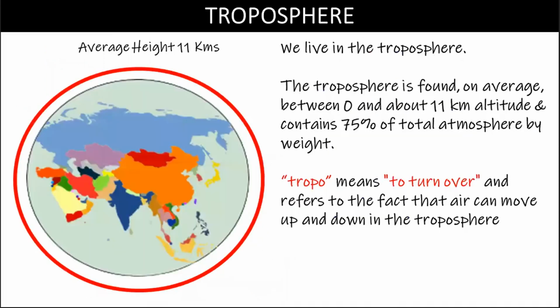The lowest region of the atmosphere is the troposphere, which begins at the Earth's surface and extends to an altitude of approximately 11 kilometers. Troposphere contains 75% of total atmosphere by weight. Tropo means to turn over, and refers to the fact that air can move up and down in the troposphere.